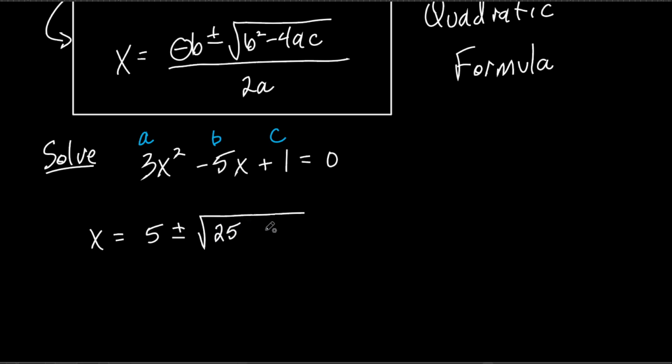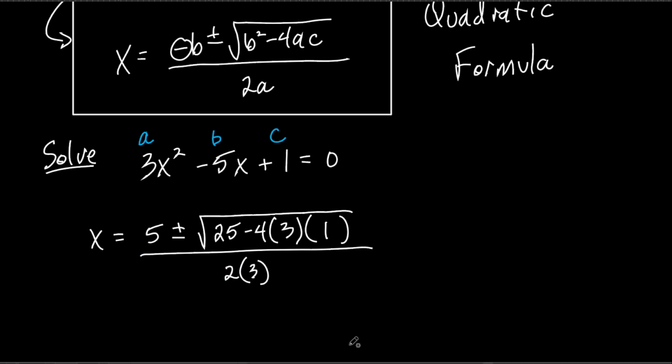25. Minus a 4 times an A and then times a C. What is the A? It's 3. What is the C? It's a 1. All that is over 2 times A. 2 times A. What is the A? It's a 3. Now, that's the plugging, right? We plugged everything in, right? Now we chug, okay? We do the work.